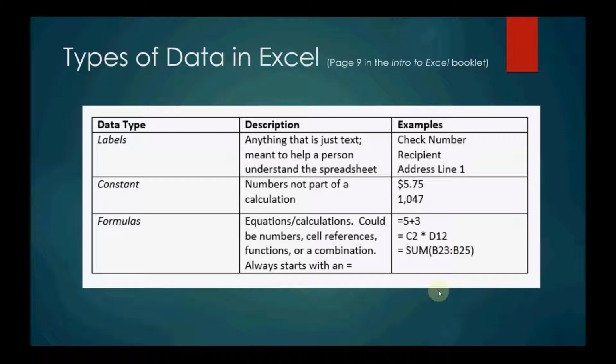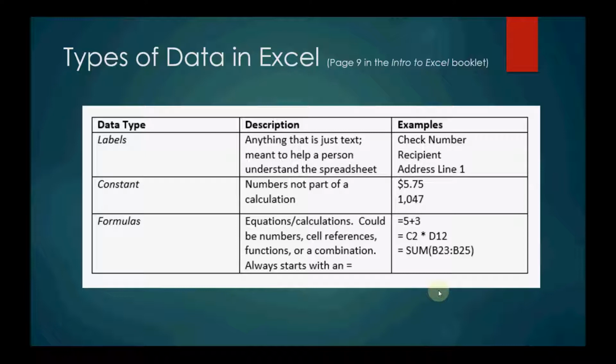A constant is a single number that is not part of a formula or function. So it's a standalone number. Numbers like $5.75, 1,047, 96.55. These are any numbers that just happen to exist in Excel, but they're not being used as part of a formula or function.